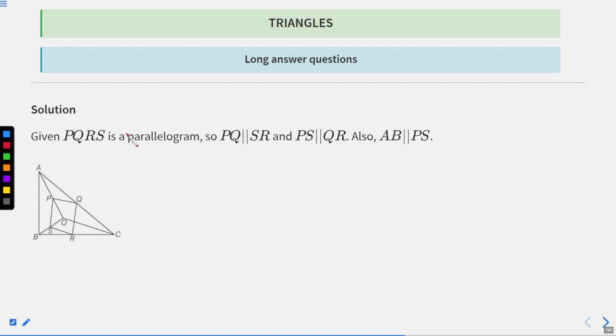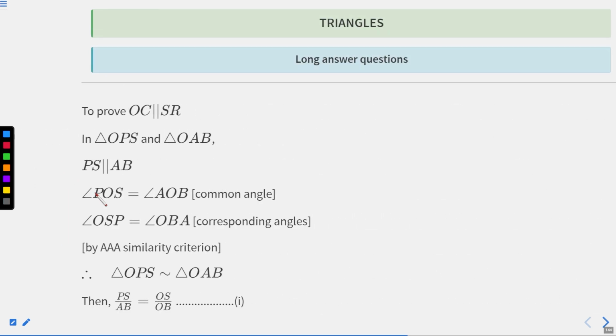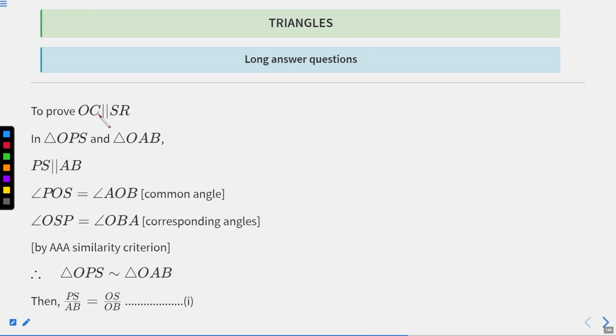We are given that PQRS is a parallelogram. So PQ is equal to SR, PQ is parallel to SR, and PS is parallel to QR. Also AB is parallel to PS. That is given to us. Now we have to prove OC is parallel to SR.